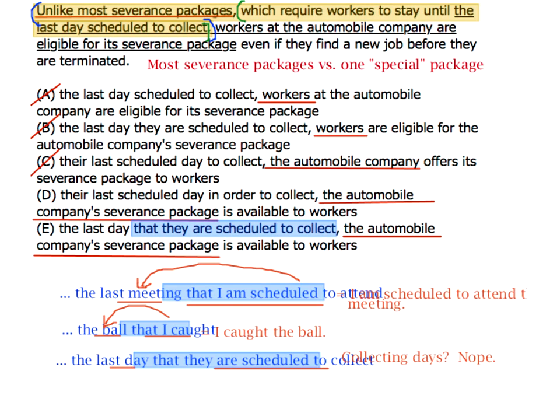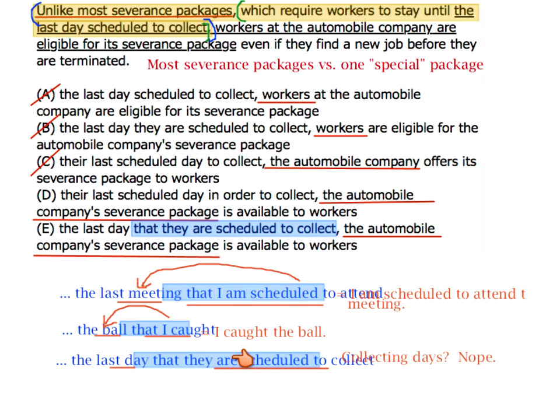Because if you take day out and put in, like, package or something like that, the last package that they are scheduled to collect makes perfect sense. Like for a delivery driver or something, UPS guy, the last package that the UPS guy is scheduled to collect. That makes sense because he or she actually has to collect the package, right? So that's the thing.